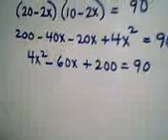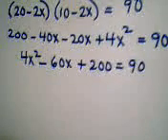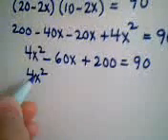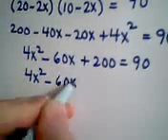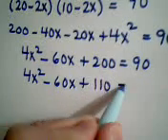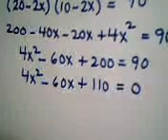Now, I'm going to take this quadratic equation and put it in standard form by subtracting 90 from both sides, which will give me 4x squared minus 60x plus 110, and this is equal to 0.